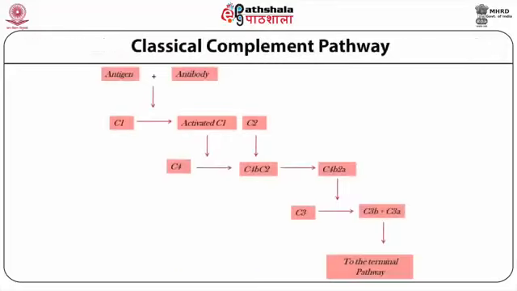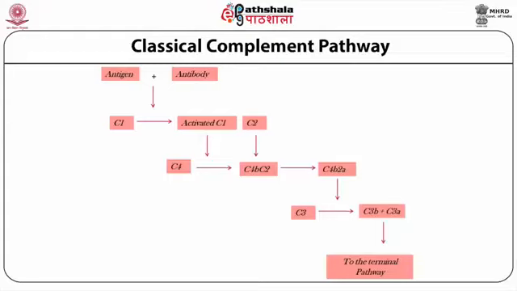This slide shows the classical complement pathway. Complement factor 1 can be stimulated by IgM bound to antigen or a pair of immunoglobulin G bound to the antigen but located closely on the antigen surface.